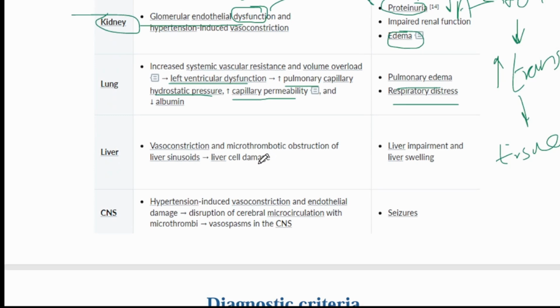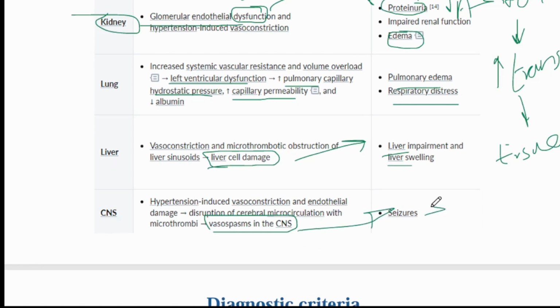Okay, and in liver, again, there is vasoconstriction and there is microthrombi obstruction. So when there is endothelial dysfunction, of course, because of the Virchow's triad, there would be thrombosis. Okay, so because of that, vasoconstriction and thrombosis will lead to decreased blood flow to these liver cells, and this will cause liver dysfunction, impairment, liver swelling. Okay, and again in CNS, same mechanism everywhere. There is endothelial dysfunction and there is vasoconstriction, and that leads to disruption of blood flow, and that manifests as certain symptoms. So in CNS, that leads to spasm of vessels in CNS, and that causes seizures.